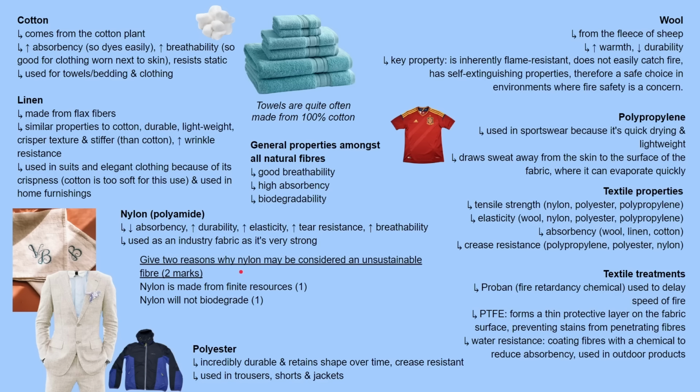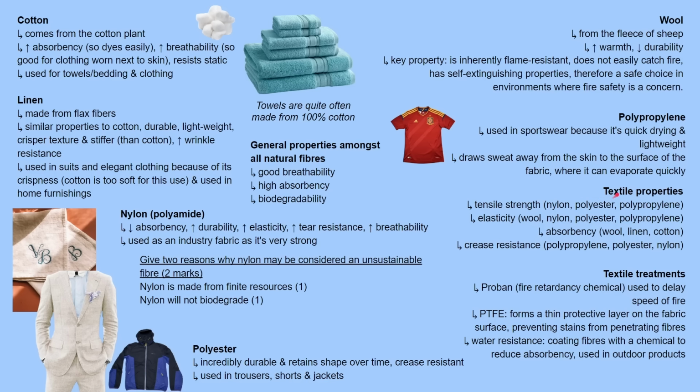An exam question in the past has been: give two reasons why nylon may be considered an unsustainable fiber. Because it's made from finite resources, and it will not biodegrade, therefore it's not sustainable. And then polyester is incredibly durable and retains shape over time. It's crease resistant, so it's used in trousers, shorts, jackets. For example, waterproof jackets are made from polyester.